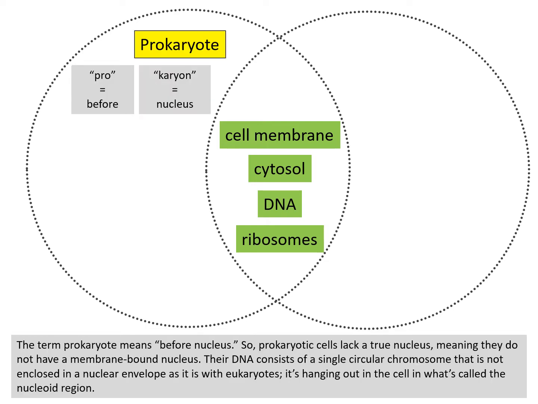The term prokaryote means before nucleus. So prokaryotic cells lack a true nucleus, meaning they do not have a membrane-bound nucleus. Their DNA consists of a single circular chromosome that's not enclosed in a nuclear envelope as it is with eukaryotes. It's hanging out in the cell in what's called the nucleoid region.